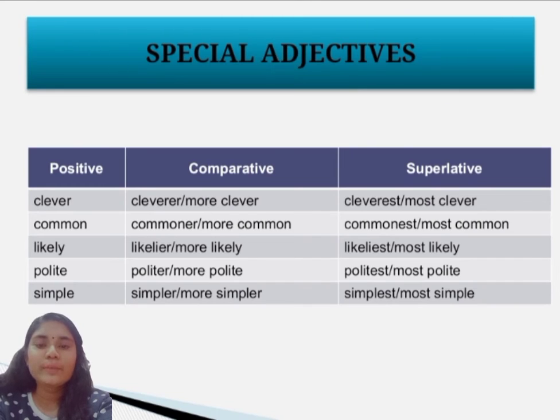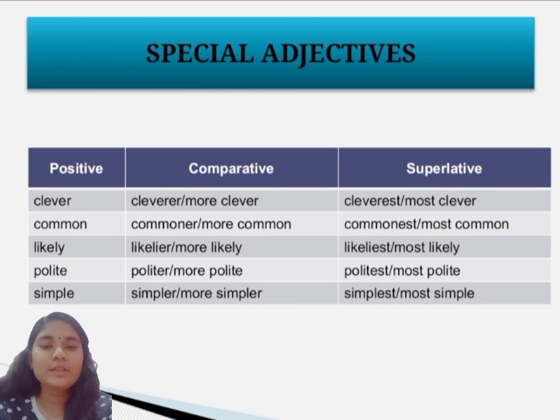Special adjectives. First, clever. In comparative, it becomes cleverer or more clever. In superlative, it becomes cleverest or most clever. Secondly, common. In comparative, it becomes commoner or more common. In superlative, commonest or most common. Then third, likely. In comparative, it becomes likelier or more likely. In superlative, it becomes likeliest or most likely. Fourth, polite. In comparative, it becomes politer or more polite. In superlative, it becomes politest or most polite.